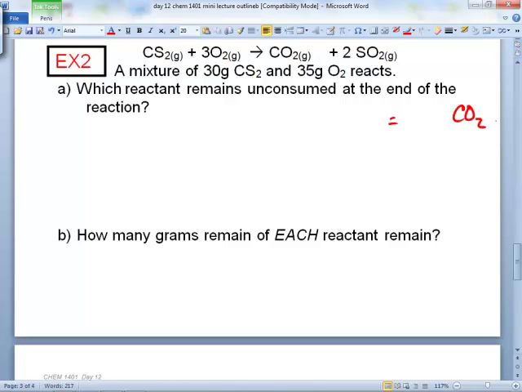Here's something. Do we have to go all the way to grams of CO2 to figure this out? Or could we stop at moles? We could stop at moles, because you're picking your smallest answer. You don't have to, but you could stop at moles of CO2. And whatever your smallest answer is, go back and see, oh, that one's my limiting reagent. Okay.